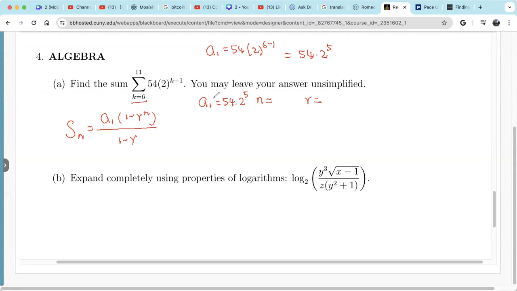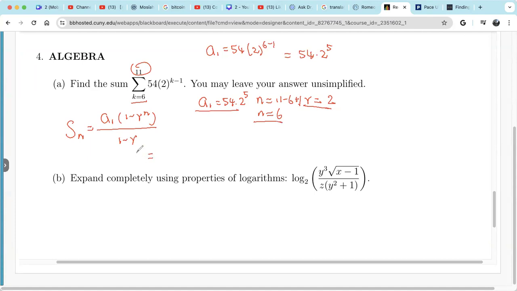What about n? The upper limit is 11. The lower limit is 6. Then add 1 back. So 11 minus 6, that's 5. 5 plus 1, that's 6. So n equals 6. Now the common ratio is 2, right? That's obvious. The common ratio is 2. So we have these 3 values. Now we plug into this formula.